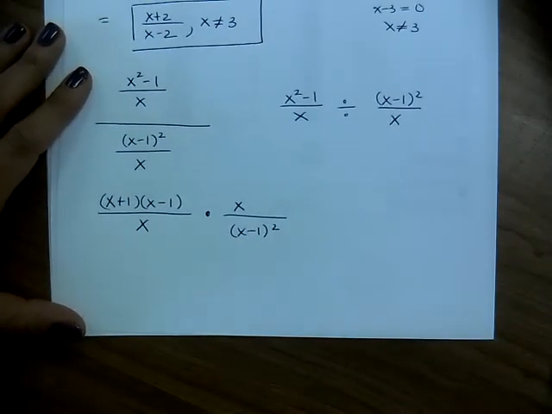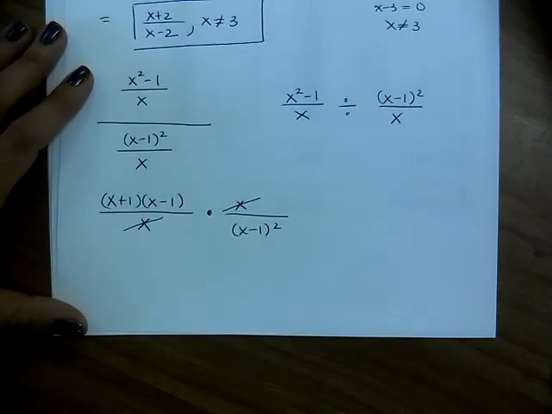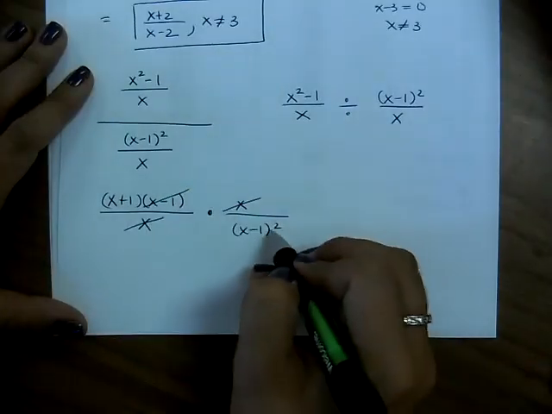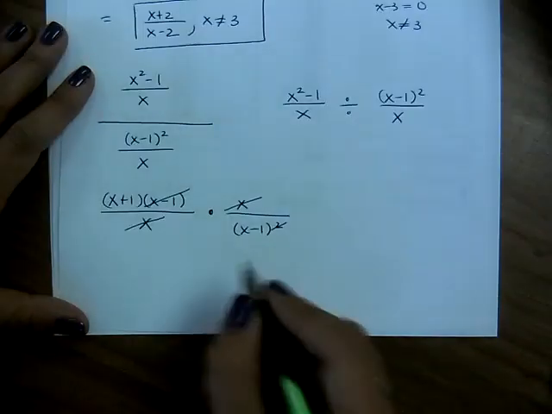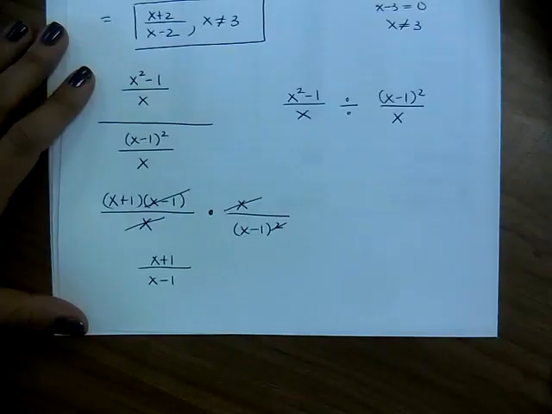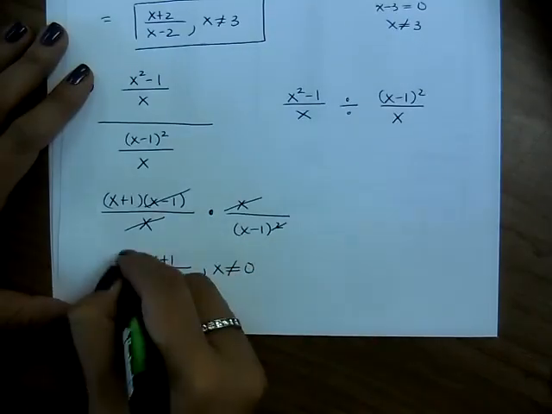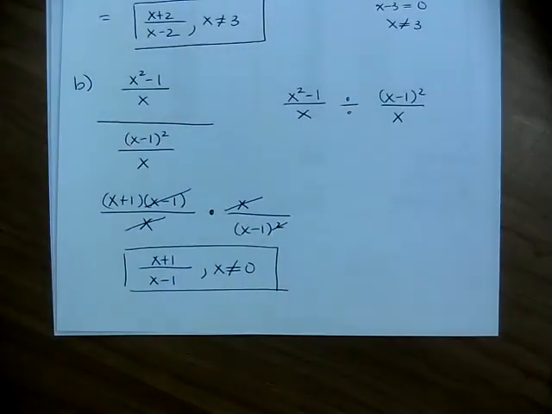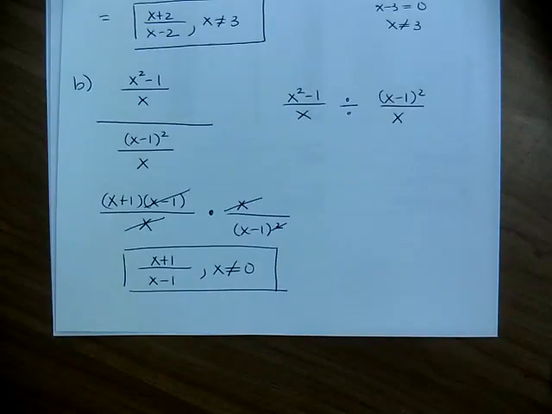Same thing I just did, except it looks different. So here, my x's cancel. Here, I have one x minus 1 canceling. I'm left with x plus 1 over x minus 1. What is x not allowed to equal? 0. Positive 1 can be listed, but it doesn't need to be listed. It's obvious.